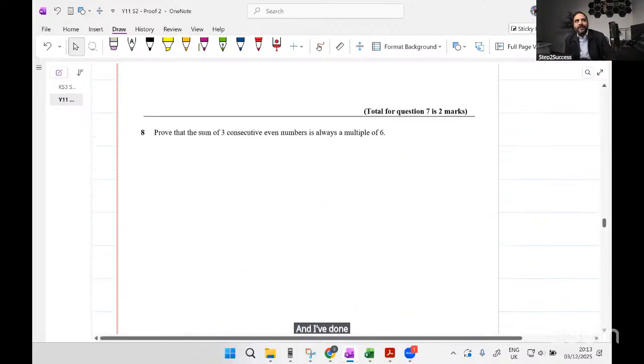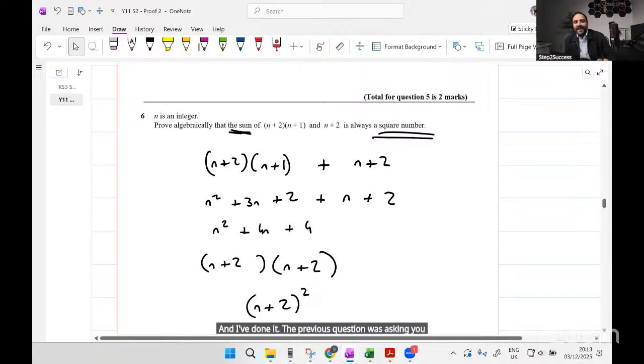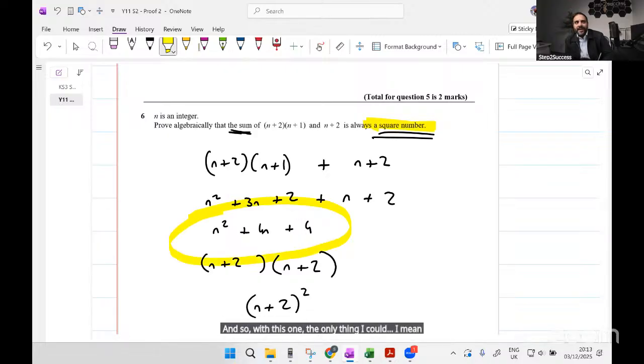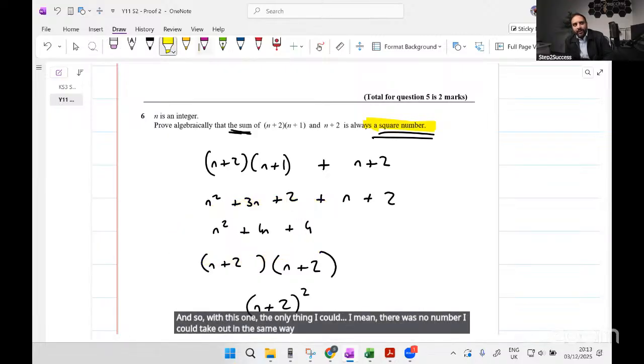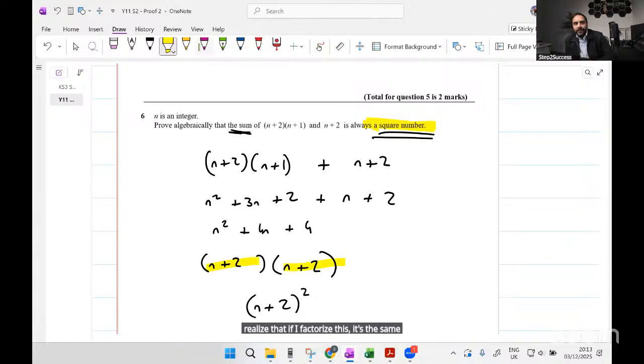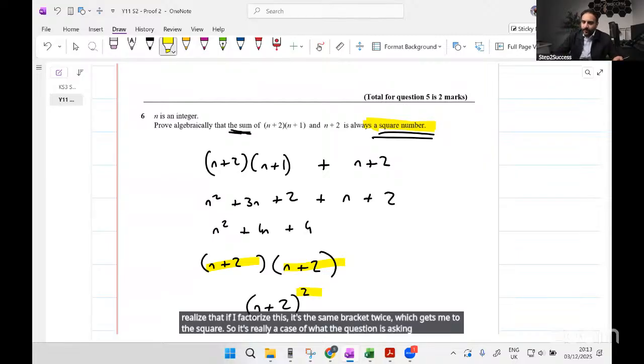The previous question was asking you for a square number. And so with this one, there was no number I could take out in the same way, but I could realize that if I factorize this, it's the same bracket twice, which gets me to the square. So it's really a case of what the question is asking you to do.